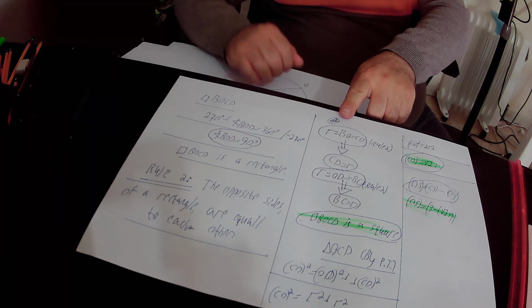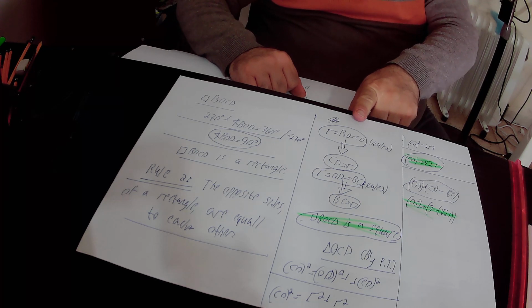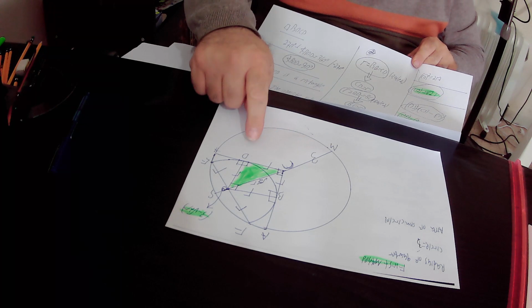BO equals R. So from this equation, R equals BO equals CD, we will derive that CD is also equal to R. Here, CD is also equal to R.